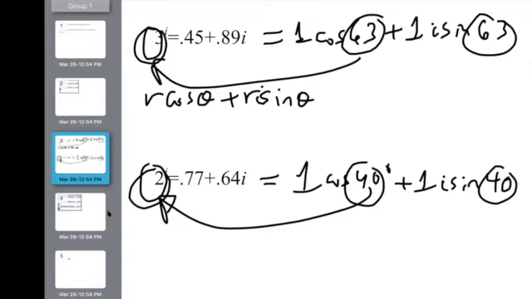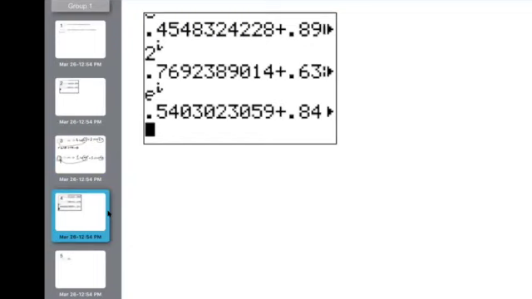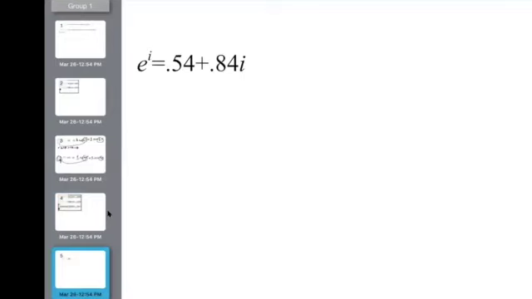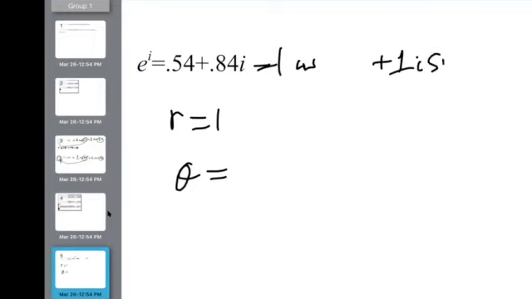However, if I do e to the I power on the calculator, I get 0.54 and 0.85i, something like that. And this one's really important. R equals 1 again. But the question is, what is theta in the special case that I use the E, otherwise known as Euler's constant?